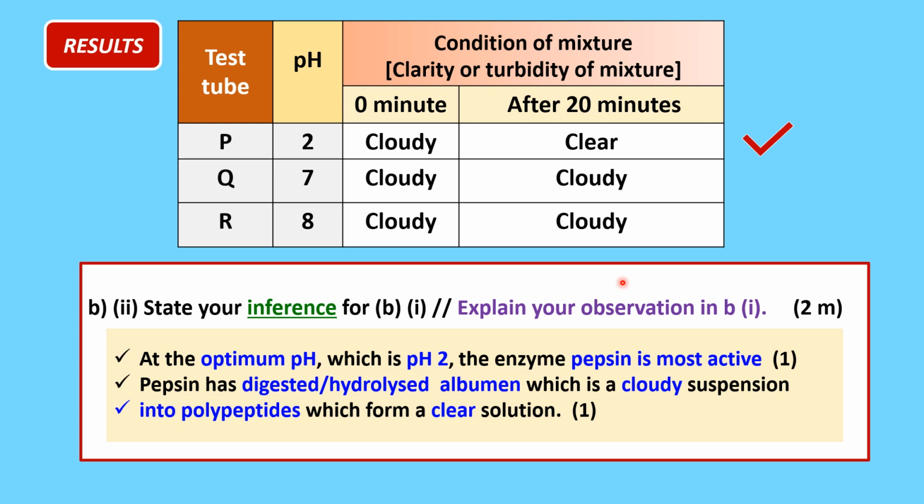So for inference, make sure you explain well what happened for a particular observation or reading. Usually you have to refer back to the objective, which is to investigate the effect of pH on the activity of pepsin. So we can say that at that pH, the activity of pepsin is more, that pepsin is more active at pH 2. And then the reason why, you have to base it on your biological knowledge that you've studied about enzymes.